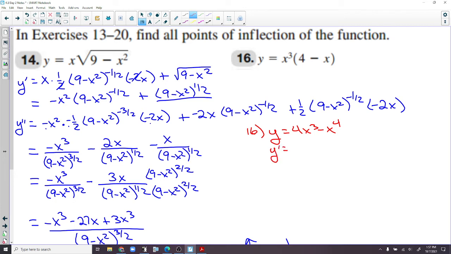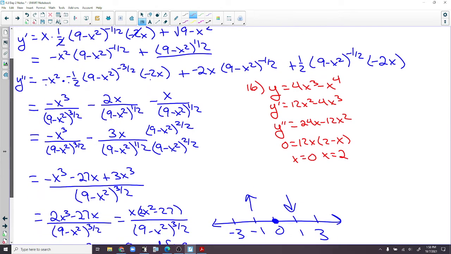First derivative is 12x squared minus 4x to the third. Now this is a nice polynomial, so we don't have really anything crazy going on here. Second derivative: 24x minus 12x squared. So we want to factor 12x out. We get 2 minus x. So x equals 0, x equals 2. You'll learn to appreciate polynomials. They're very nice. 0 and 2.